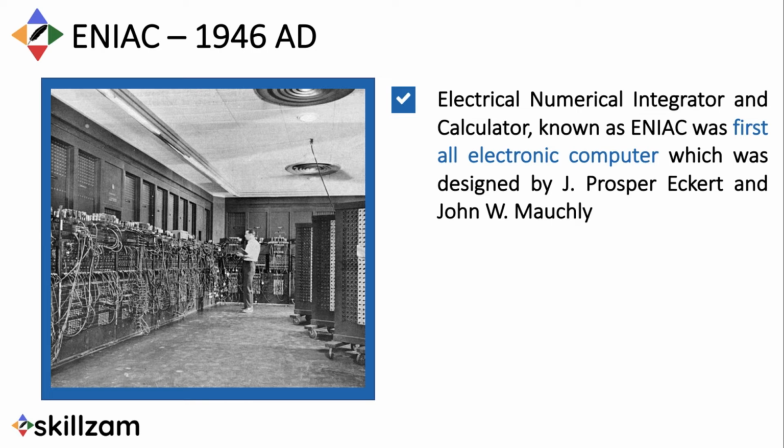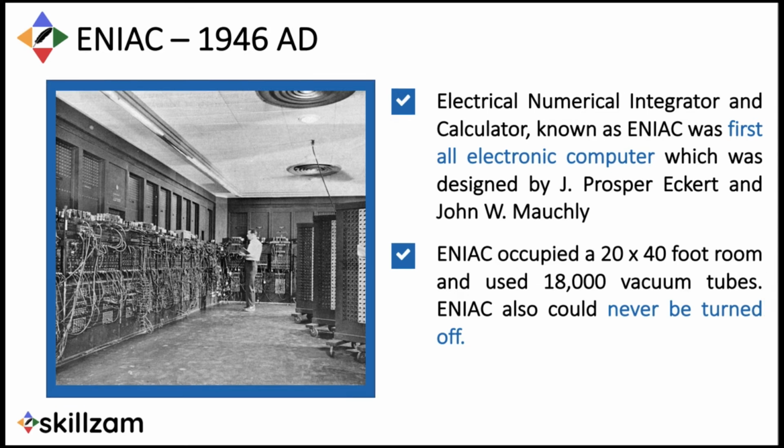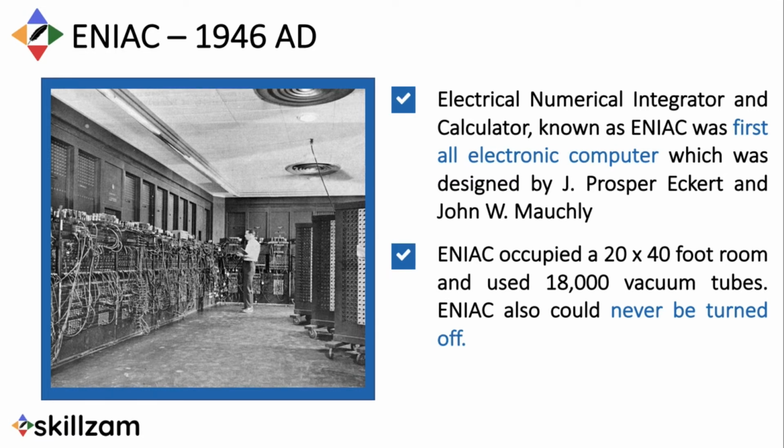Just to give you the size of ENIAC, it occupied around a 20 by 40 foot room and contained around 18,000 vacuum tubes. ENIAC could never be turned off, because if it was turned on again, it blew too many tubes. It had a very limited storage capacity, and it was programmed by jumper wires plugged into a large board.